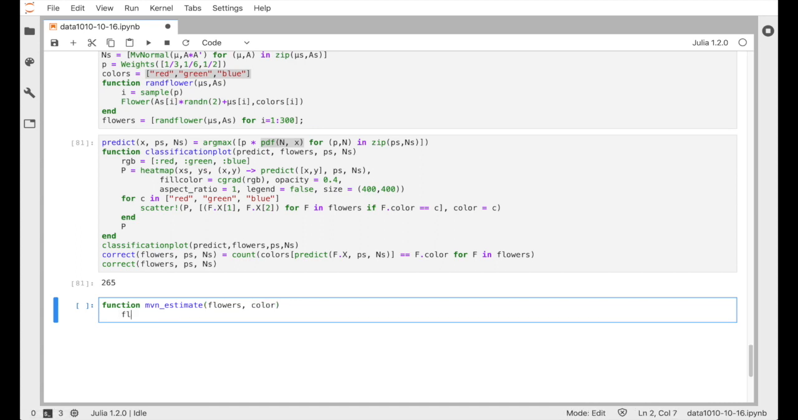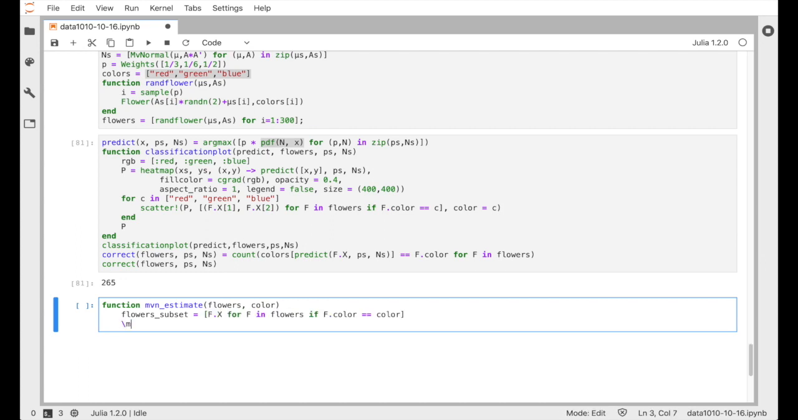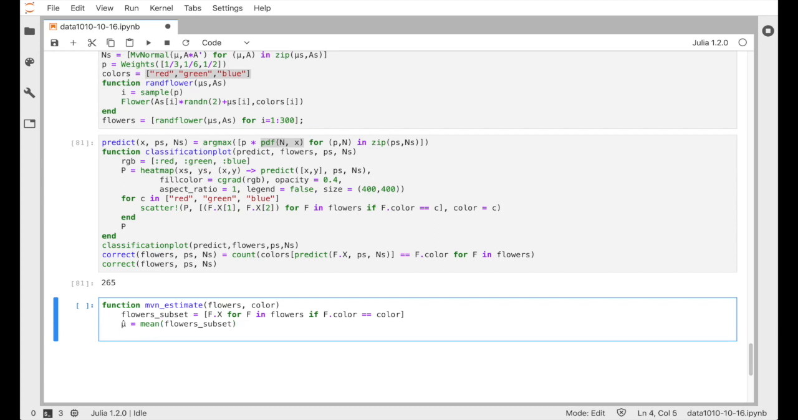So the first thing is we're going to pull out the flowers that have that particular color and just look at the feature vectors. And then we're going to estimate the mean. So I'll call it mu hat, and that's just going to be the mean of these feature vectors, f dot x. So those are vectors, so they can be added and divided by how many there are. That's what the mean function does, so it's no problem.